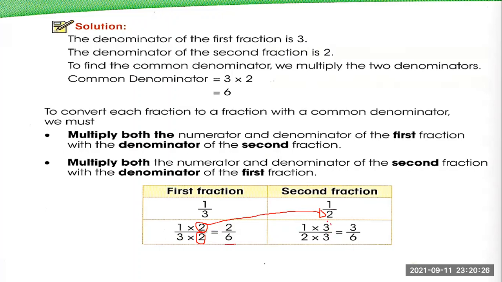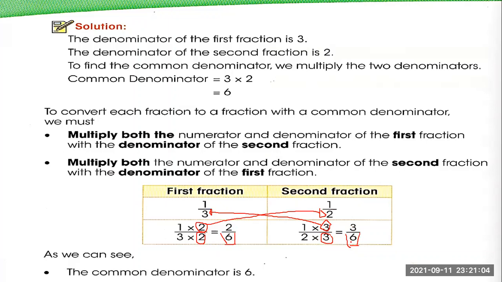Okay, now we use 3 over 3 because the denominator of the first fraction is 3. Did you get it? Okay, therefore we have 1 times 3 is equal to 3. 2 times 3 is equal to 6. As you can see, grade 3, they now have the same denominator of 6. So we have here 2/6 and 3/6. So they have the same denominator. As we can see, the common denominator there is 6.